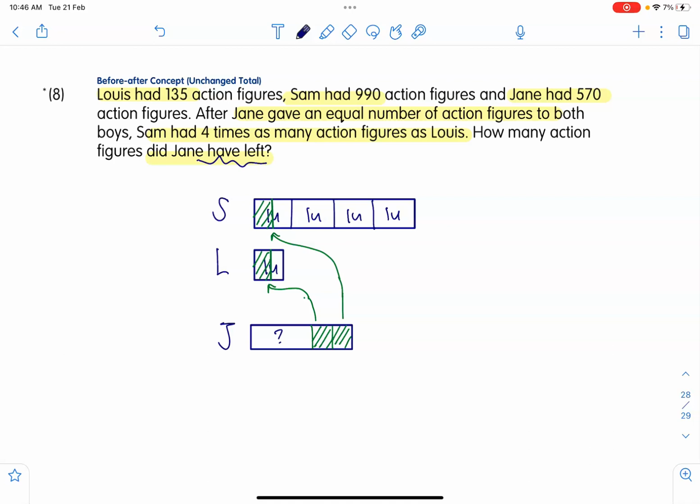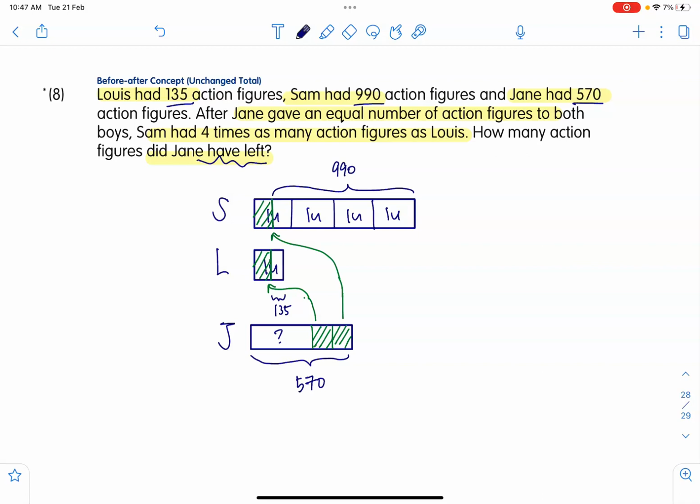Okay, so the last thing that I think we need to do is to fill in the 3 numbers, 135, 990, and 570. So Lewis at 135, but the 135 is the before. So this is 135. It doesn't include what Jane has given. Sam had 990 before what Jane has given, and Jane had 570. That's before she gave it away. So the green bars are included.